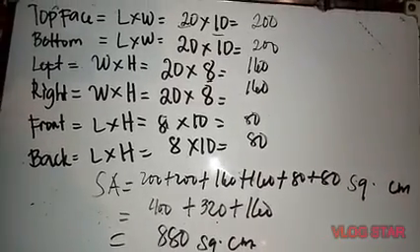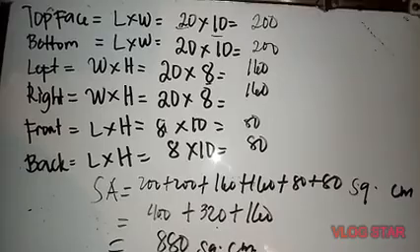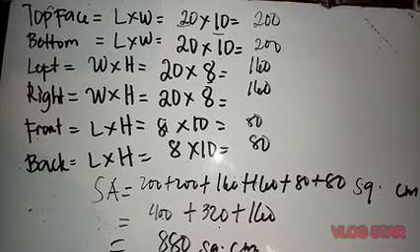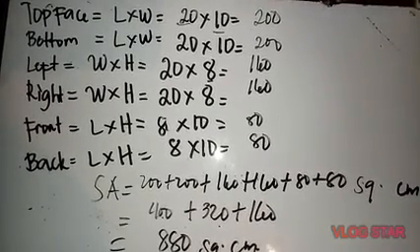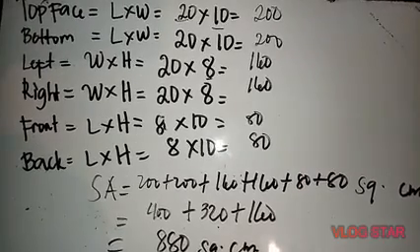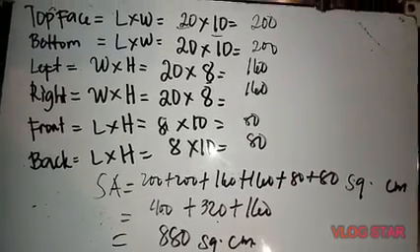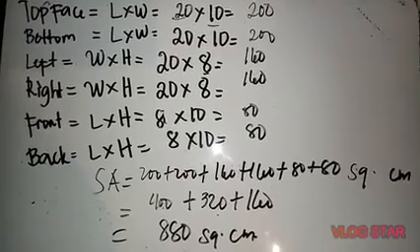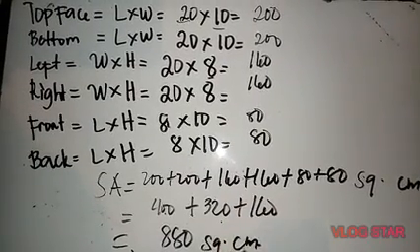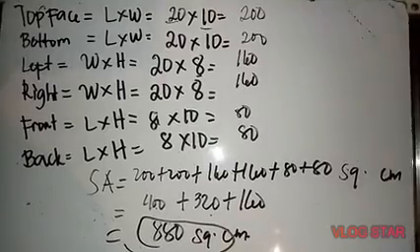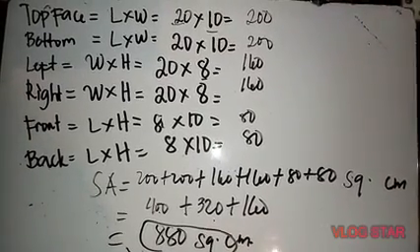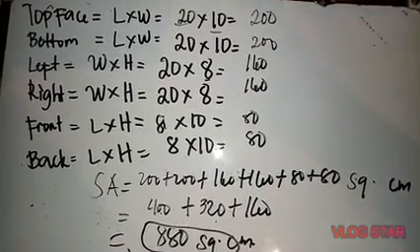So that is the surface area of a rectangular prism with a length of 20 centimeters, width of 10 centimeters, and height of 8 centimeters. Okay, the surface area is 880 square centimeters.